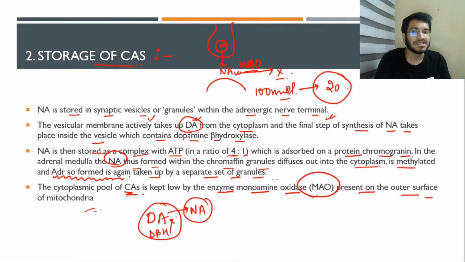Storage of CA. NA is stored in synaptic vesicular granules within the adrenergic nerve terminal. The vesicular membrane actively takes up the dopamine from the cytoplasm, the final step of the synthesis of NA. So this we have already discussed, and let's see the live chat.